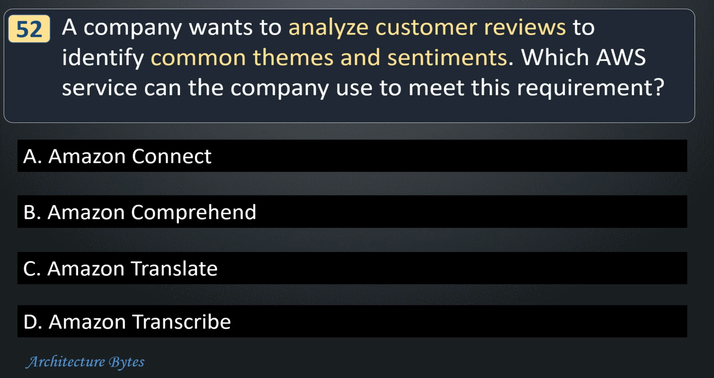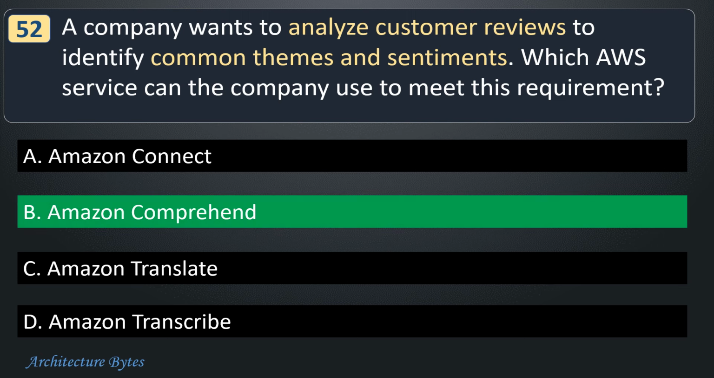Option B, Amazon Comprehend, is the right answer here. It can extract insights from text including entities, sentiments, and key phrases. Amazon Connect is used for building contact centers. Amazon Translate translates text between languages, while Amazon Transcribe can transcribe audio into text.